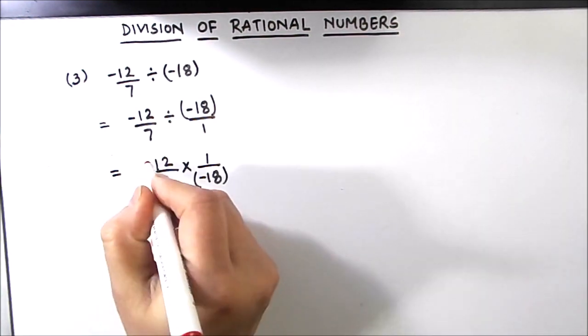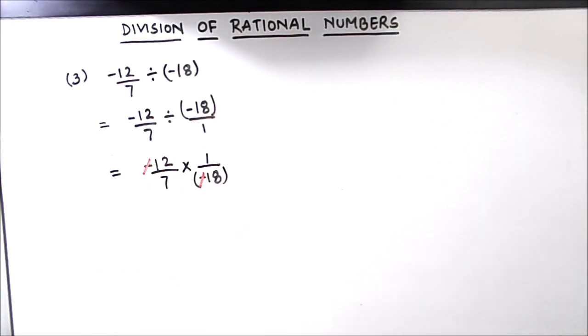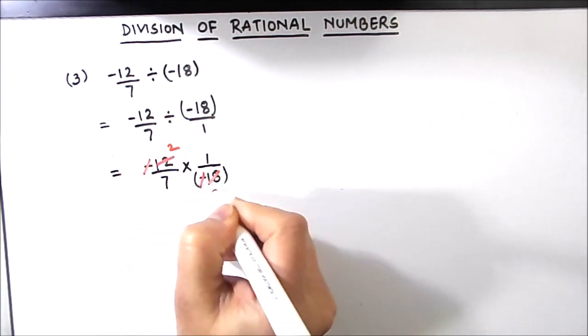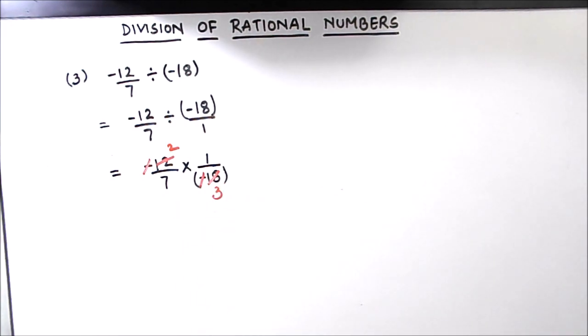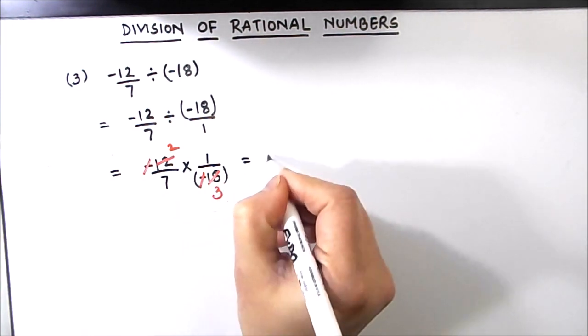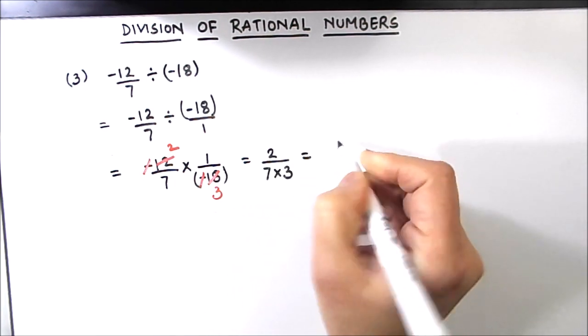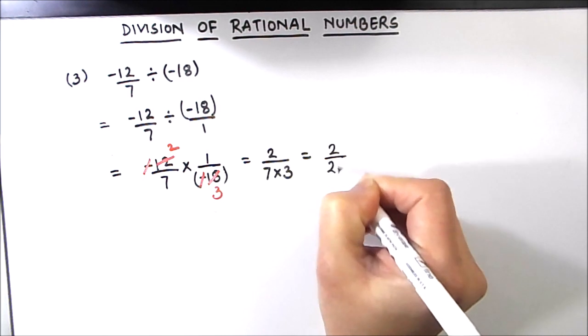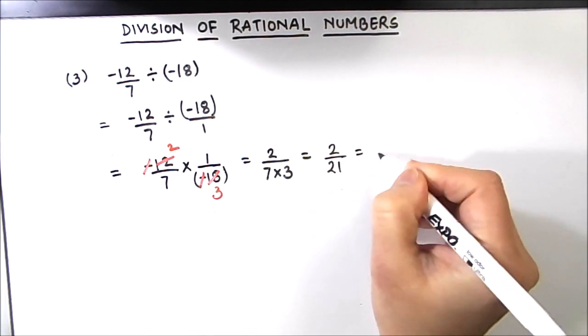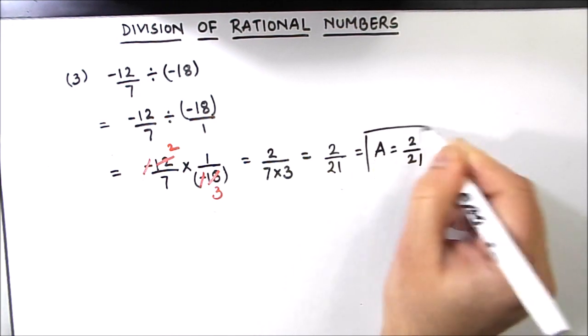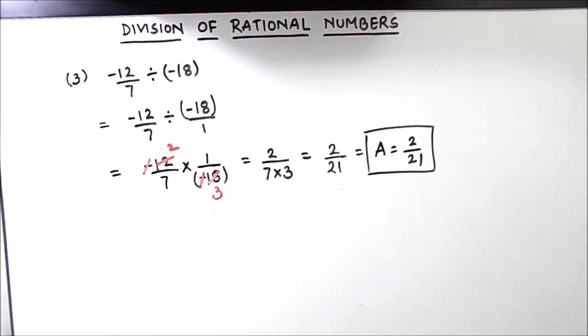Now these two negative signs in the numerator and denominator get cancelled. There's a common factor between 12 and 18, which is 6. 6 times 2 is 12 and 6 times 3 is 18. So we are left with 2 divided by 7 times 3, which is equal to 2 by 21. So our final answer is 2 divided by 21. This completes our third example. Let's move on to our fourth example.